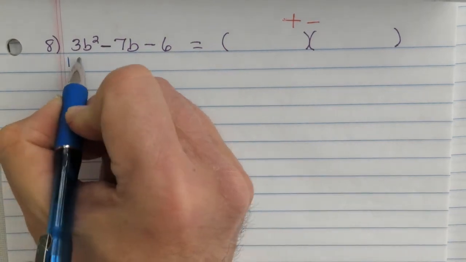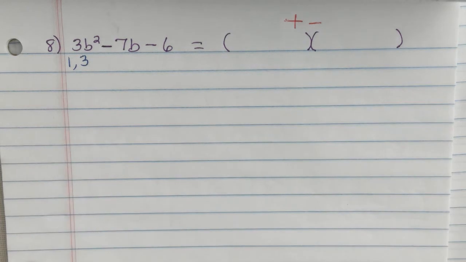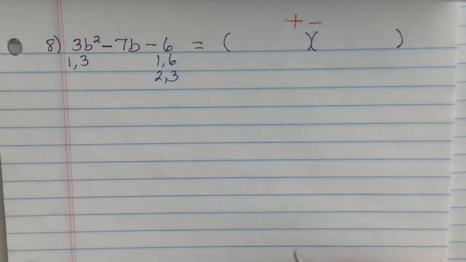Let's see. But 1 times 3. What about 6? Not a lot of possibilities. 1 times 6, 2 times 3.